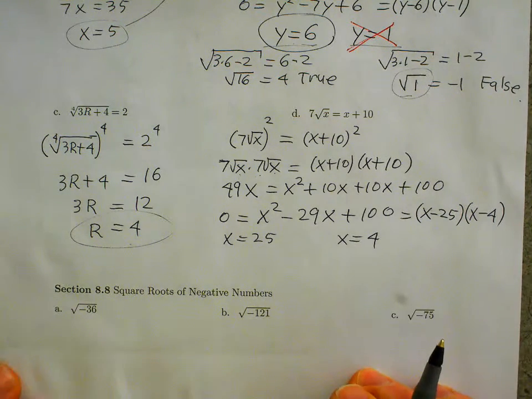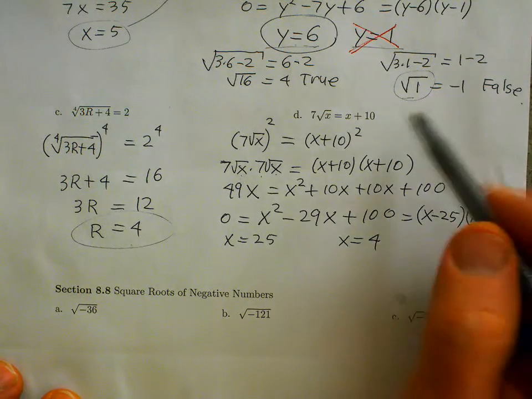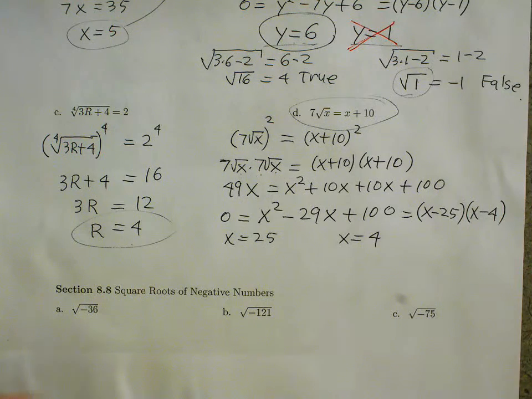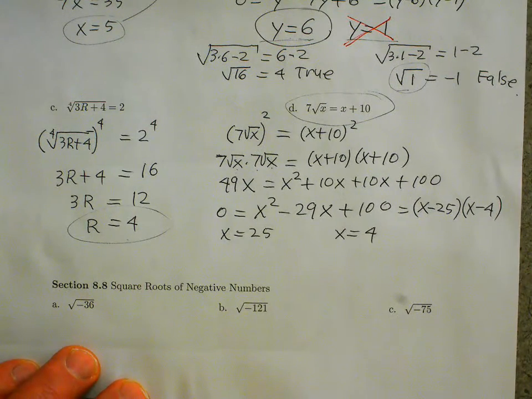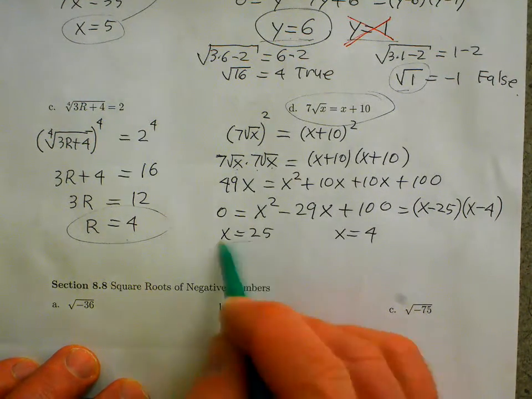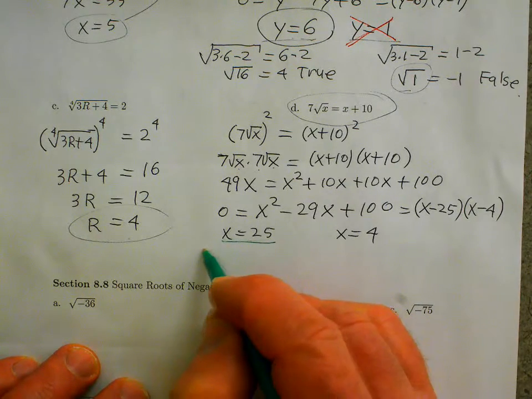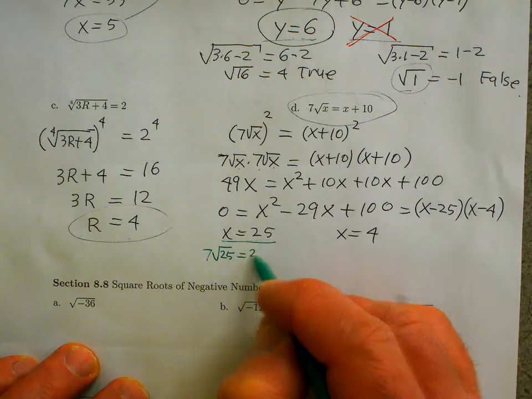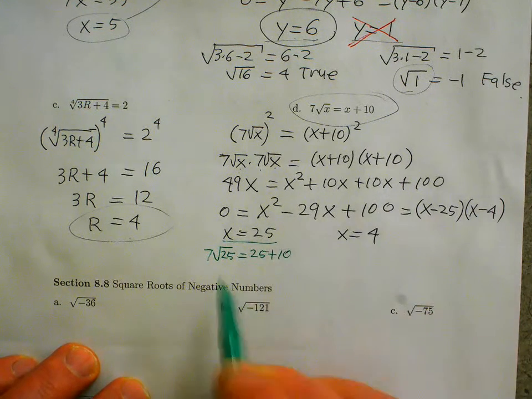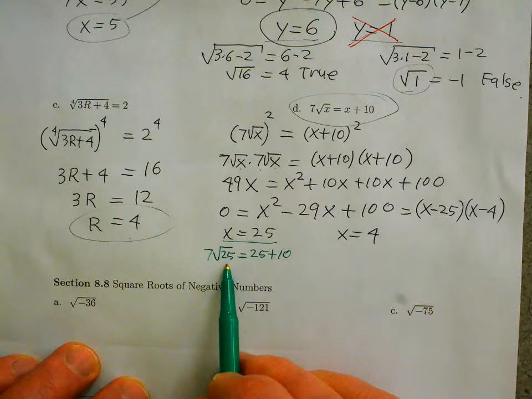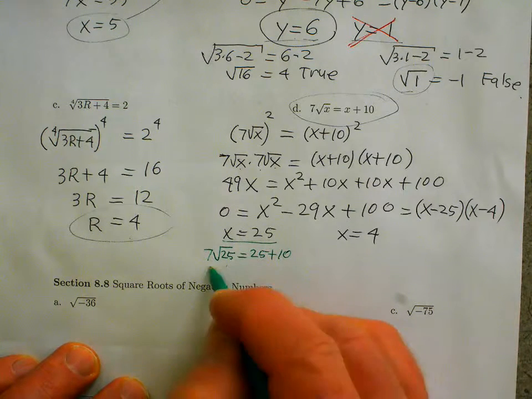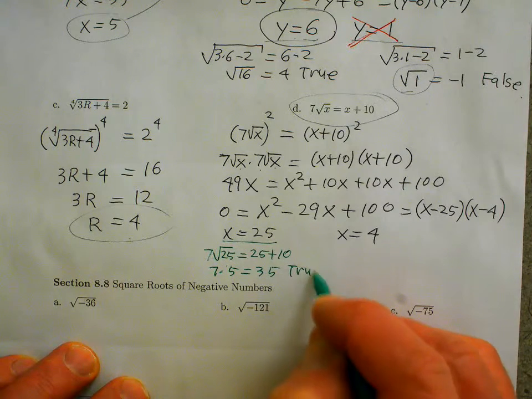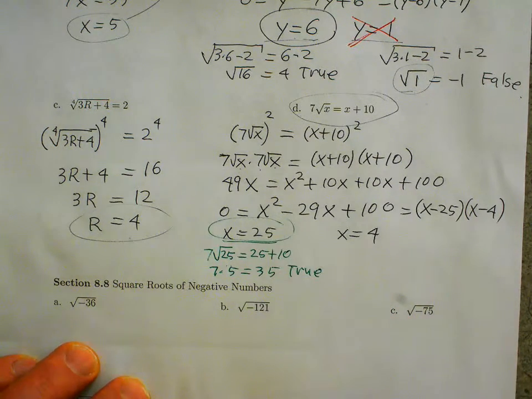But remember that we started with this equation with a radical in it. So we should check. When we check x equals 25, 7 times the square root of 25 equals 25 plus 10. The square root of 25 is 5, and 7 times 5 equals 35. That's true. So x equals 25 is a solution.